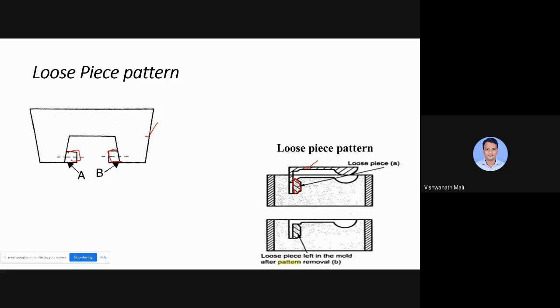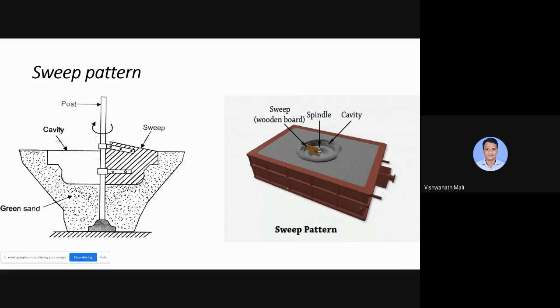And then what we do, we remove this pattern, and then we go for removing this loose piece, and we get the required shape. Suppose it is a single shape like this, and this is not a loose piece, what happens is it will remove the sand. So in order to avoid that, we first remove this part, and then we remove these small loose pieces, and we get the required cavity. All right, then the sweep pattern.